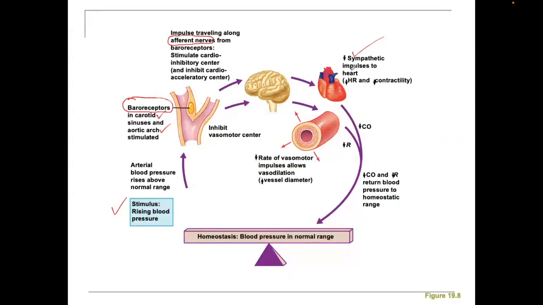When you decrease the sympathetic impulses, you decrease the heart rate and you decrease the rate of contraction. When you decrease the heart rate and you decrease the contractility, you're decreasing the cardiac output, right? How much blood it's ejecting out, which will decrease the pressure. At the same time, if you're decreasing sympathetics, you're increasing parasympathetics.